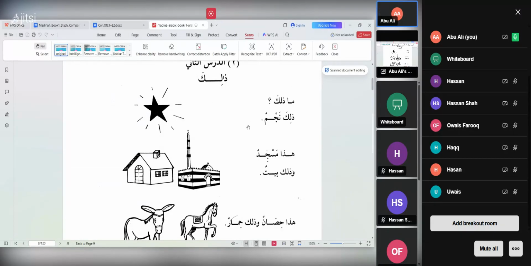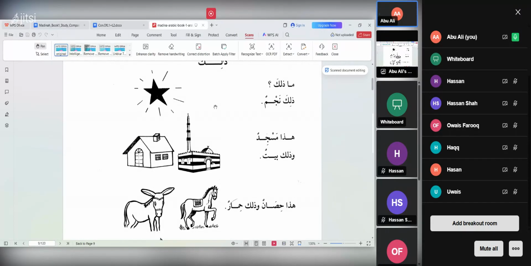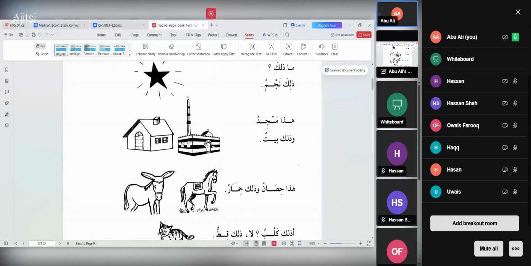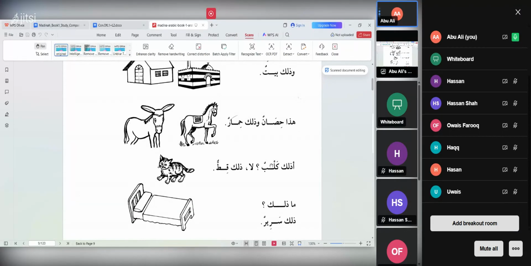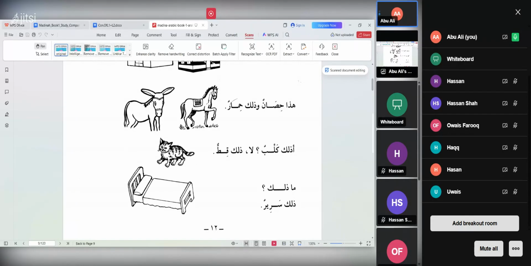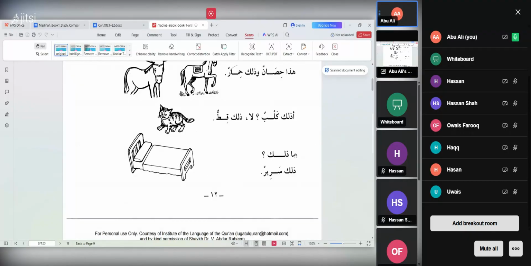ذلك نجم. That is a star. هذا مسجد. This is a mosque. ذلك بيت. That's a house. هذا حصان وذلك حمار. This is a horse and that's a donkey. ذلك is that. Previously he said هذا is this. Now he's saying ذلك كلب. Is that a dog? لا. When he answers, he doesn't say هذا قط now. He says ذلك قط. That's a cat. ما ذلك.